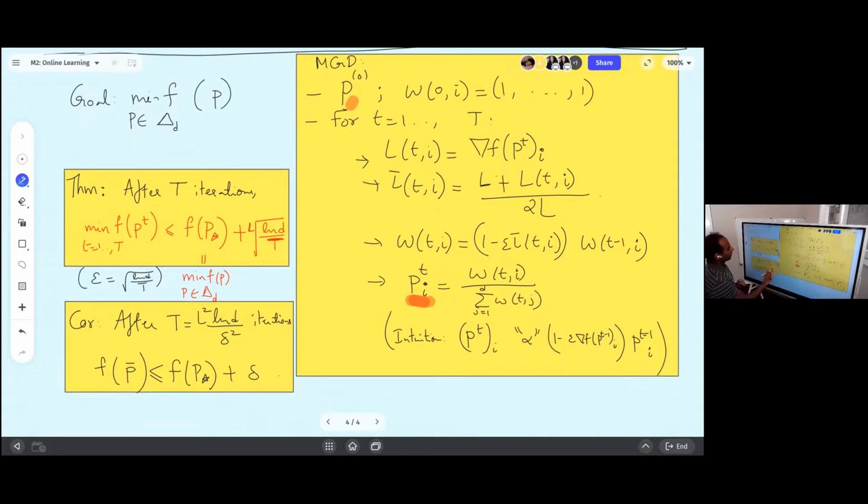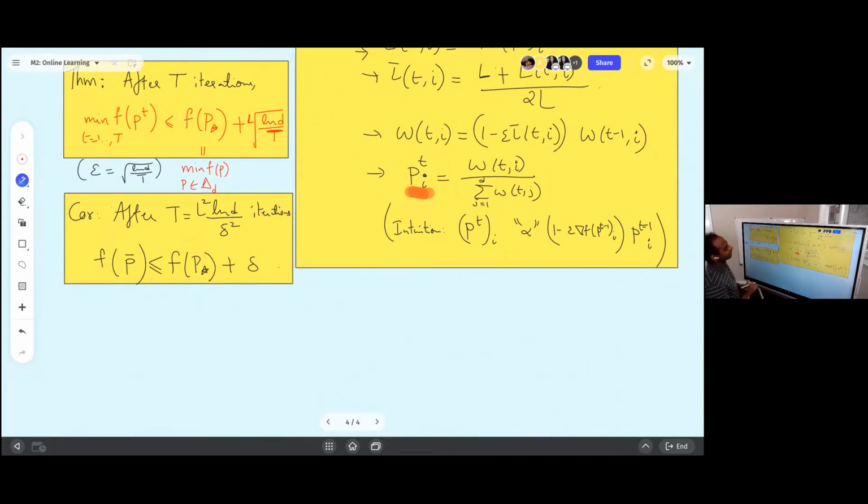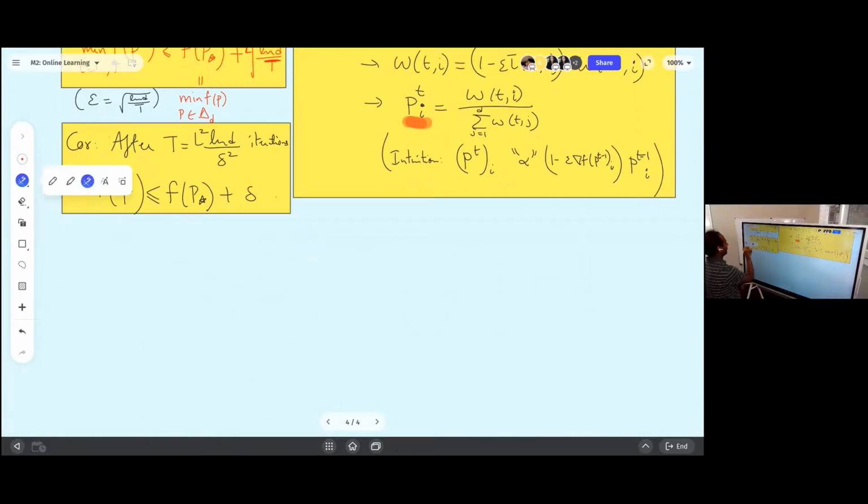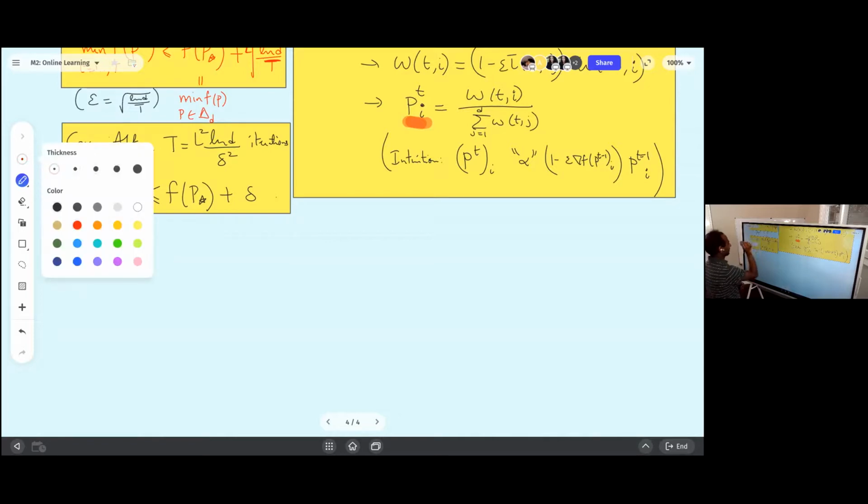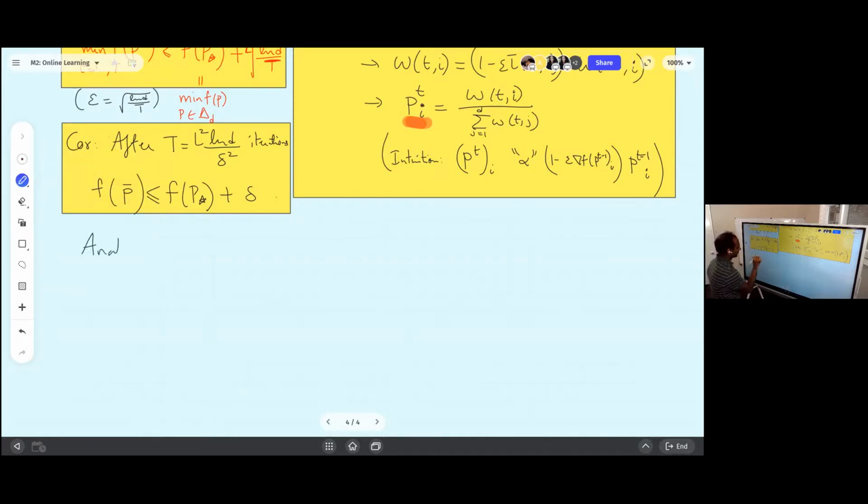All right. So now let's try to understand or prove this theorem. And the proof is really just reinterpreting this multiplicative gradient descent back in the language of learning with experts and applying our regret bound that we proved for multiplicative updates. Let's see how to do that. Analysis of multiplicative gradient descent.